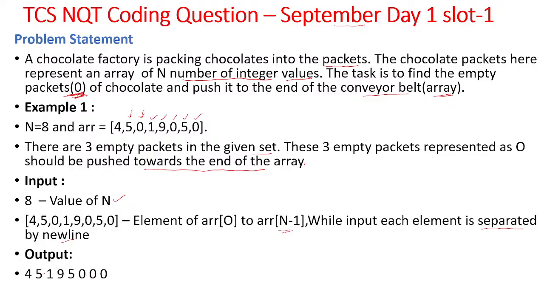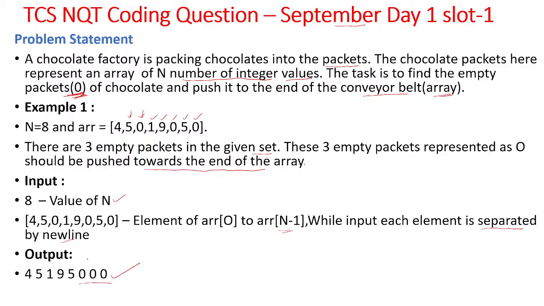And the output is, see here, all the zeros moved towards the end of the array. So 4, 5, 1, 9, 5, then 0, 0, 0 moved to the end of the array. So this is what the output should be. That means you should move all the zeros towards the end of the array, and all non-zero elements should appear before these zeros. That is our task to be performed.